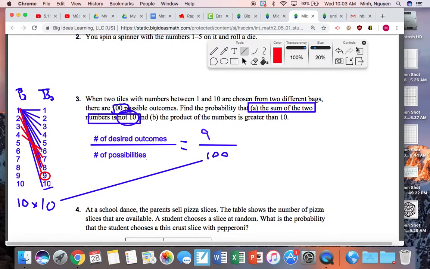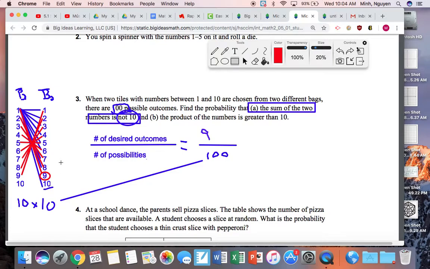Then we have 4 and 6. Then we have 5 and 5. Then we have 6 and 4. Then we have 7 and 3. Then we have 8 and 2. Then we have 9 and 1. And 10, adding any of these adds up to a number that is not 10. So there's nothing to count. They all work, so we don't have to count those.